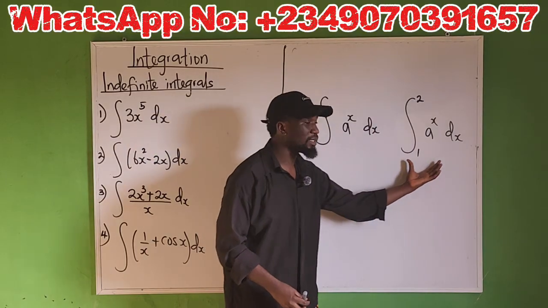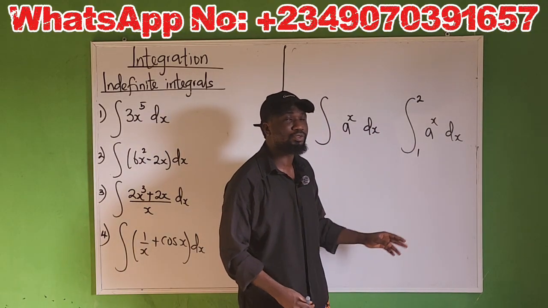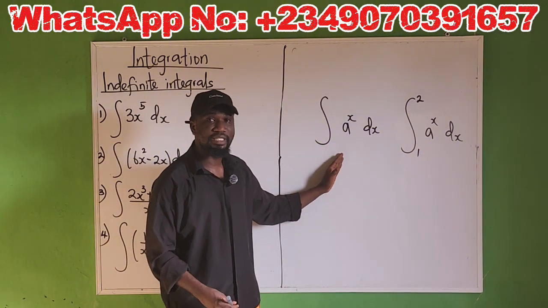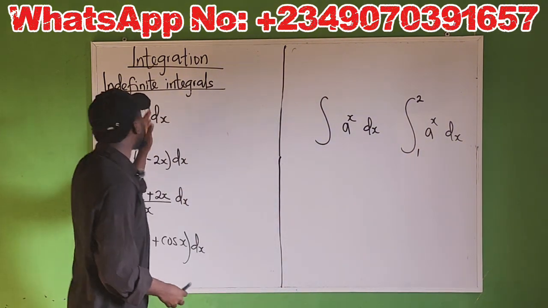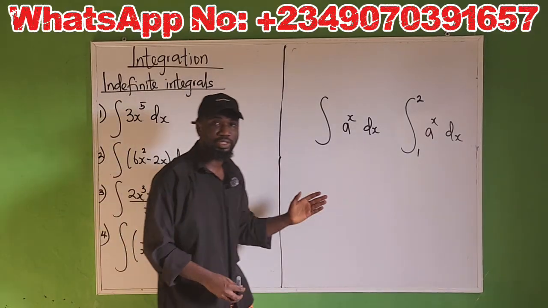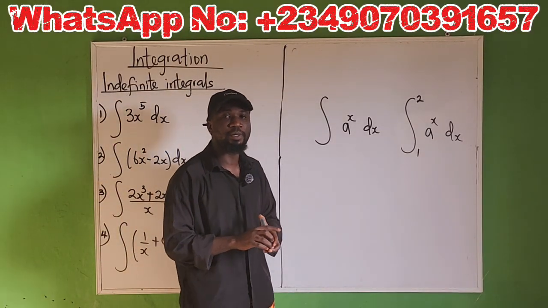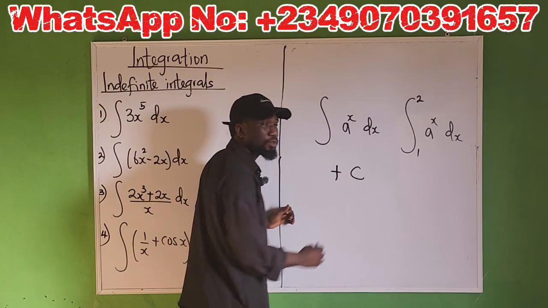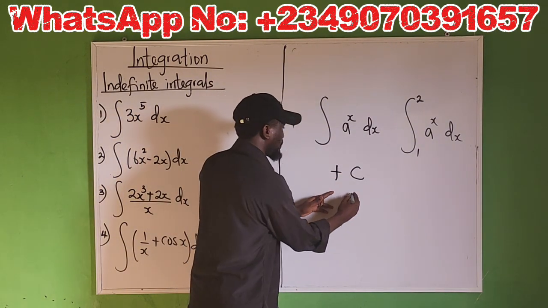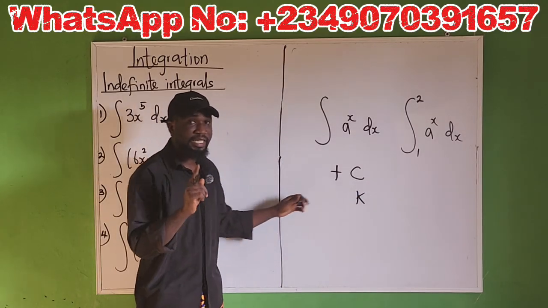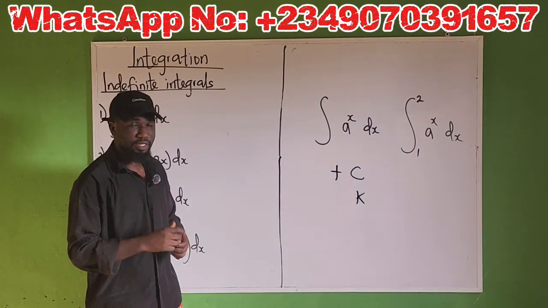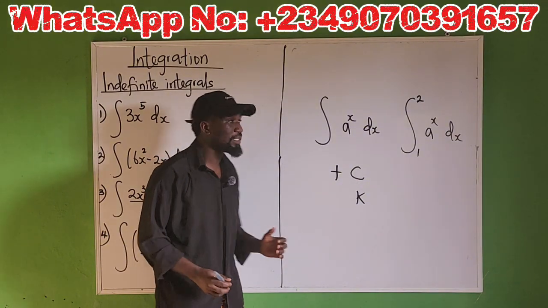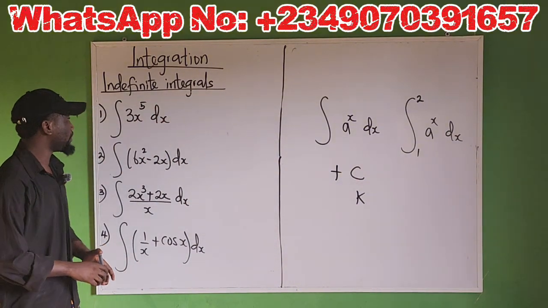So whenever you see something like this, just know that it's a question on definite integrals, whereas this is indefinite. For an indefinite integral, because it has no limit, at the end of your answer you are going to add c, which is a constant, or you can have it to be k. So at the end of your answer, you are to include the constant c or k.